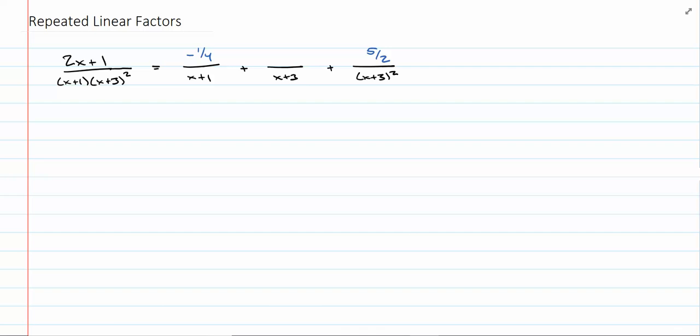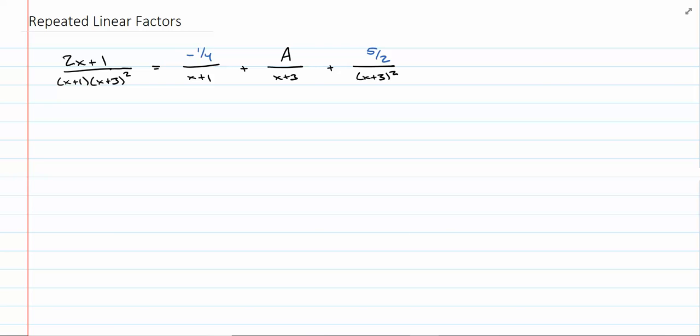Unfortunately, I cannot do the cover-up method to figure out what goes above the x plus 3, because I can't just cover up one of the x plus 3's and plug in negative 3, because I'd be dividing by 0. So you cannot use the cover-up method to figure out this one here, so I'm going to use the books method and just call it A temporarily. Now we're going to use the books method to solve for A.